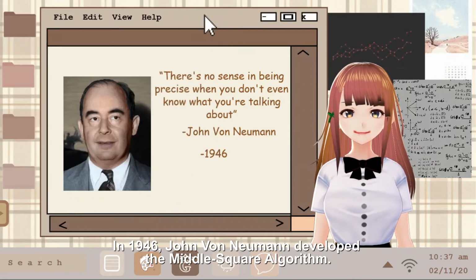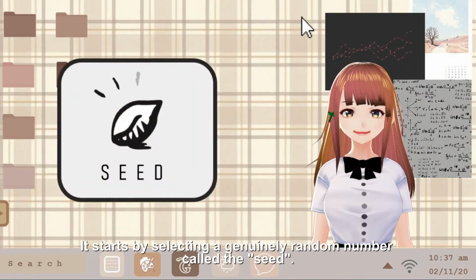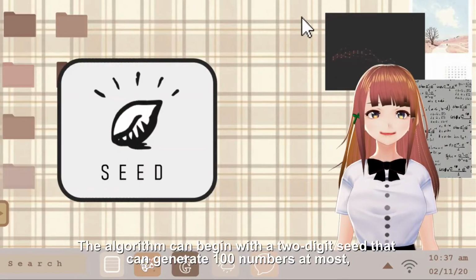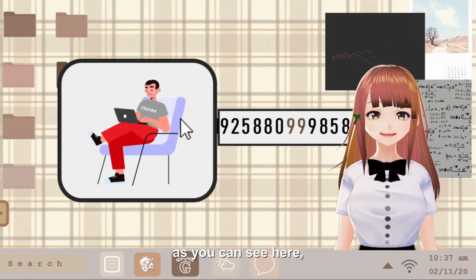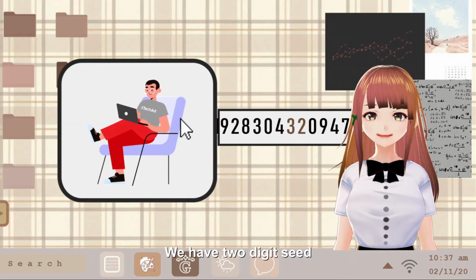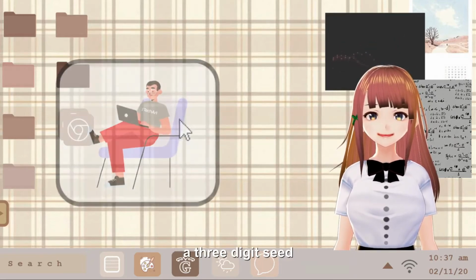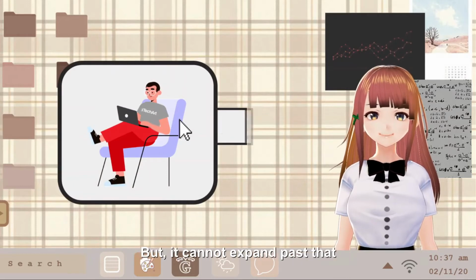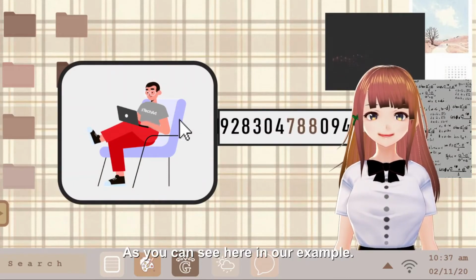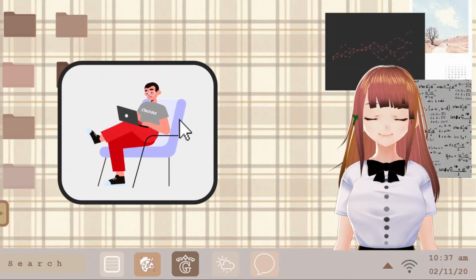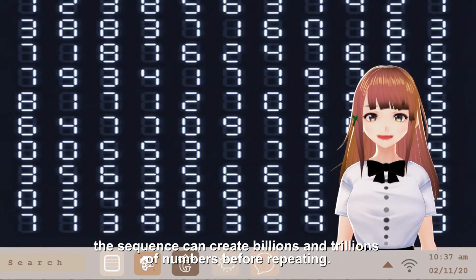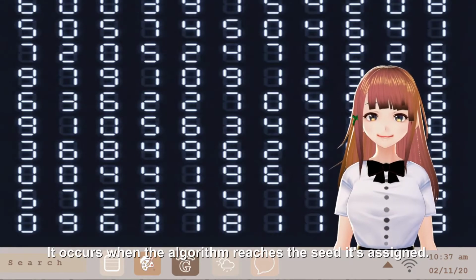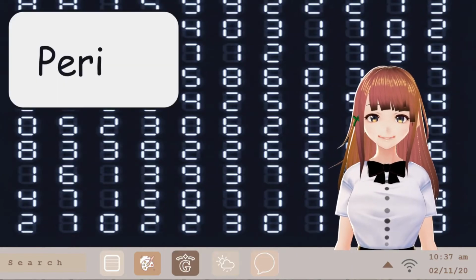In 1946, John von Neumann developed the middle square algorithm. It starts by selecting a genuinely random number called the seed. The algorithm can begin with a 2-digit seed that can generate 100 numbers at most. As you can see here, we have a 2-digit seed, and next we have a 3-digit seed that can generate 1,000 numbers, but it cannot expand past that, as you can see here in our example. However, if the value for the seed is large enough, the sequence can create billions and trillions of numbers before repeating. It occurs when the algorithm reaches the seed it's assigned. This cycle is known as the period.